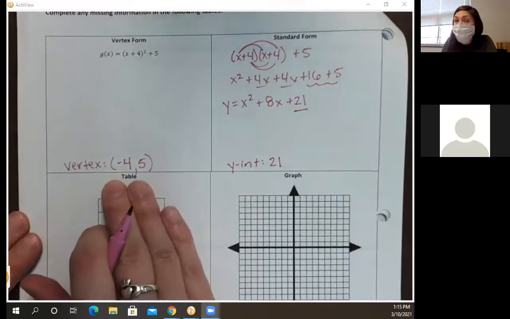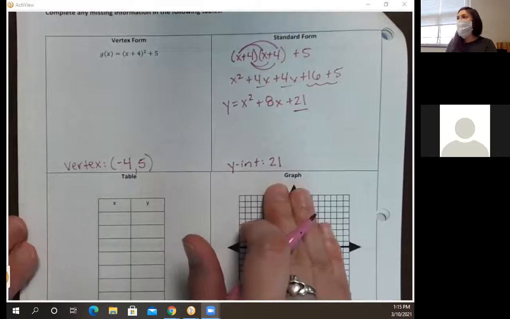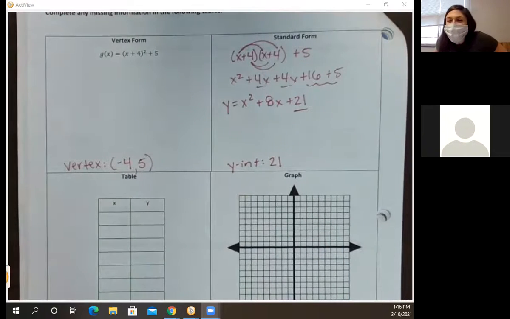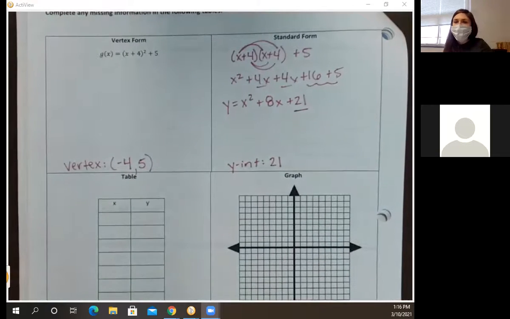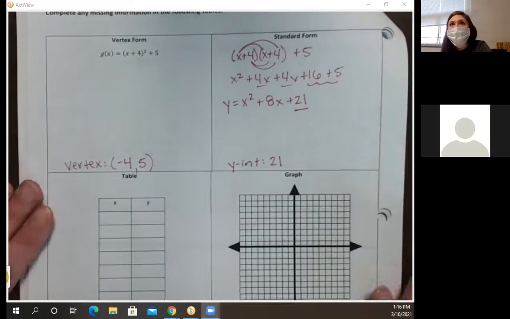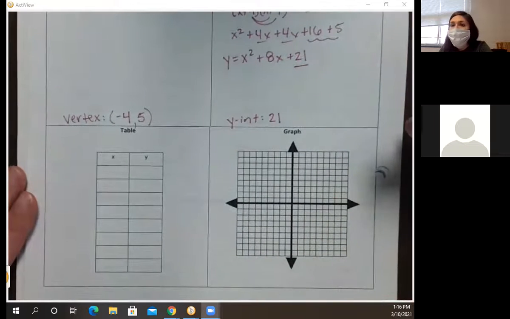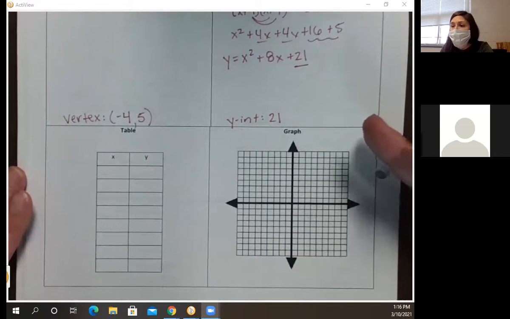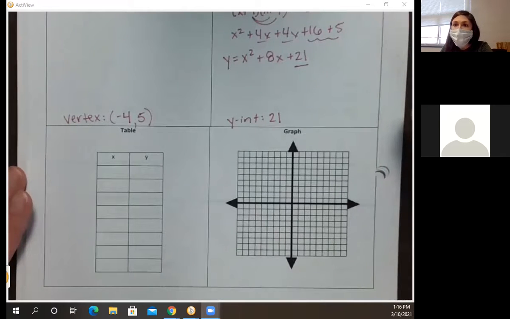Now, I have 2 points on my graph. I know the vertex and I know the y-intercept. But 2 points doesn't give me a really good picture of my graph. It doesn't give me a really good image. So I want some more points here. So I'm going to use a table to get some more points. Now, remember, we can always graph a function using a table. Take some values for x, plug them into your function, and see what you get for y.